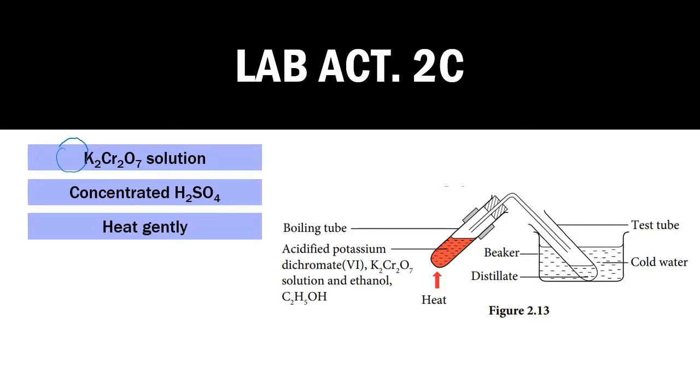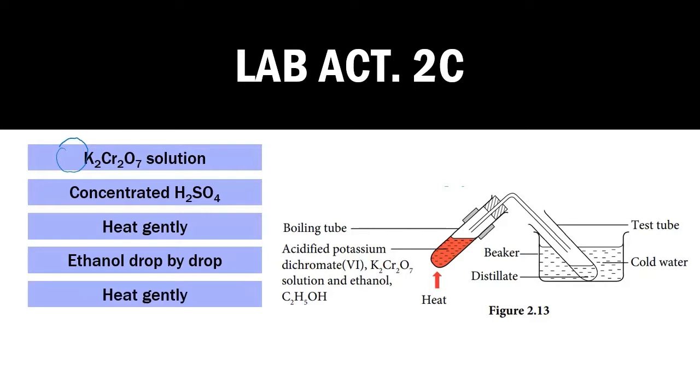okay, kita heat the mixture gently. Okay, tak perlu kuat-kuat sebab ada concentrated sulfuric acid kat situ. After that, we add with ethanol drop by drop. Okay, so then kita panaskan lagi secara perlahan-lahan ataupun kita boleh sebut warm the mixture until the color of the acidified potassium dichromate change from orange to green.